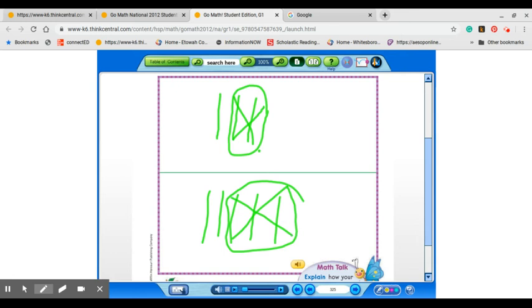Now we want to know how many shells Sammy has left. So we look at the shells we have not X'd out and we count those, 10, 20. And we can see that he has 20 shells left after he gave 30 of those shells to his friend.